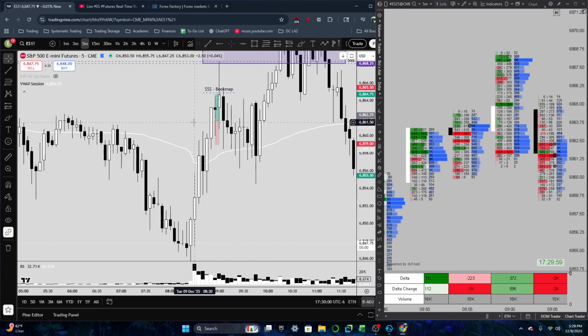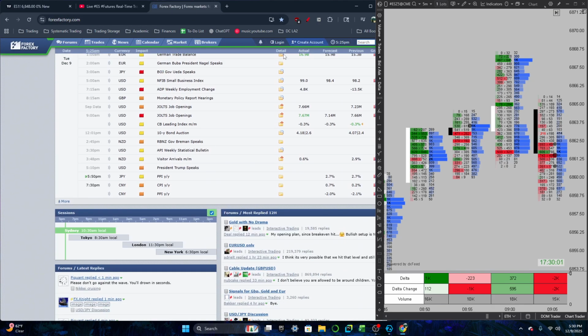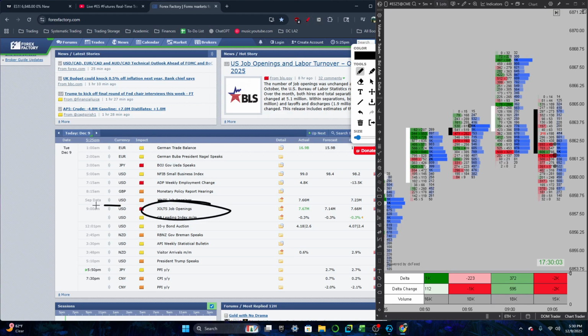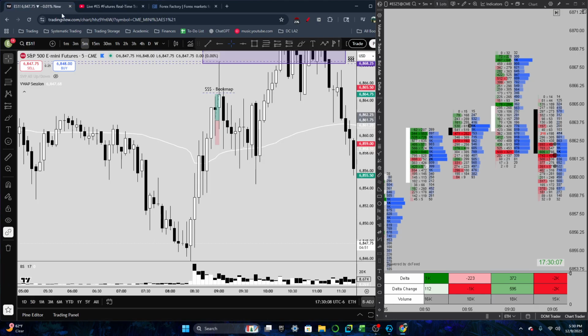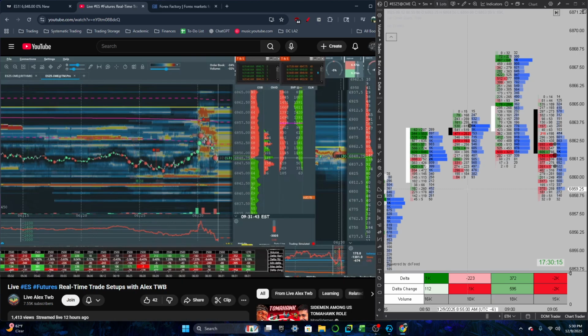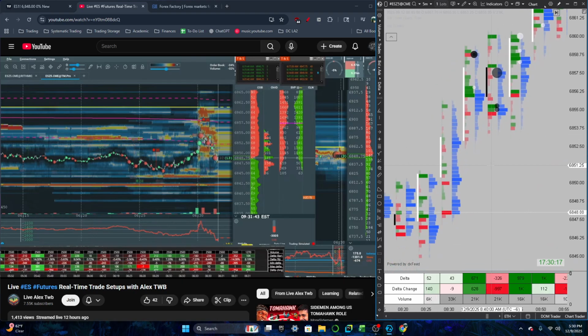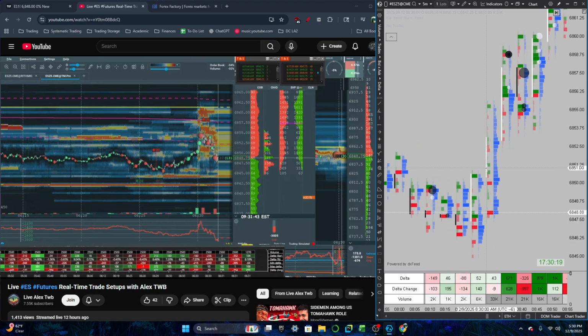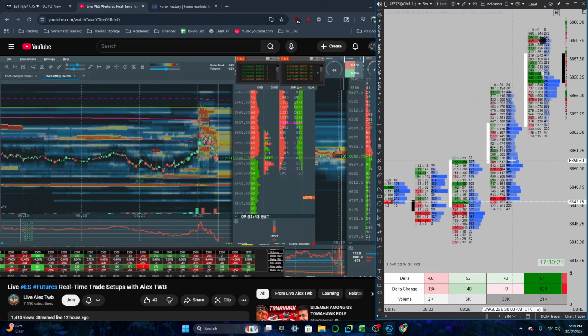So with all that being said, one more thing. We did have JOLTS job openings here today at 9 a.m., which did somewhat impact our trade. So with that being said, let's get straight into it, right? Coming upon market open, right upon market open.